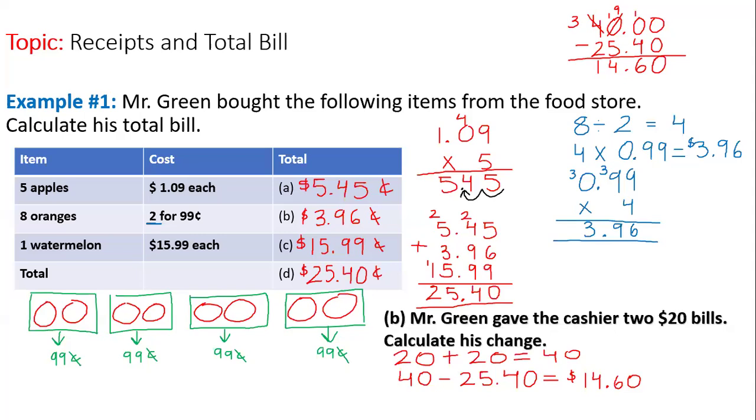I did. Okay. Mr. Green gave the cashier two $20 bills. What was his change? $14.60. How did you get that? I took 40 take away 25.40. $25 and 40 cents. Good. All right, then. Mute your mic now.